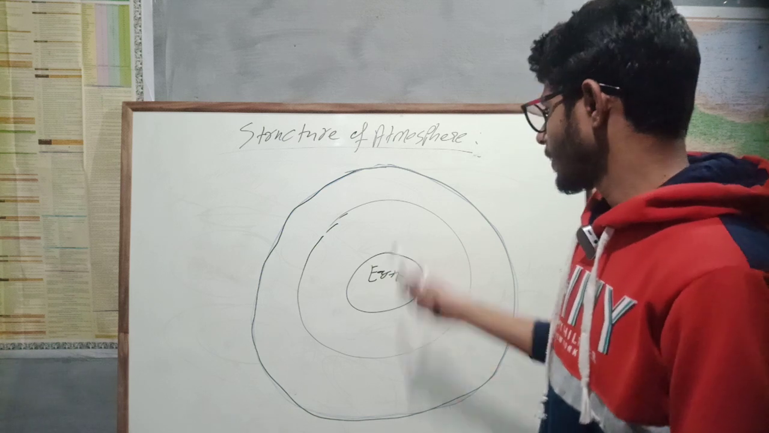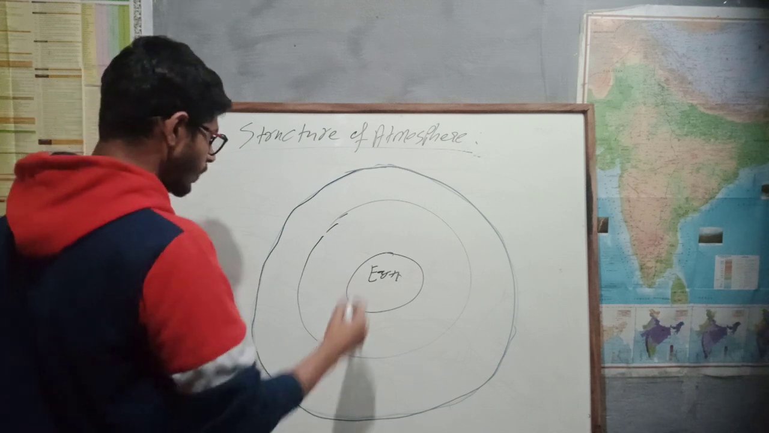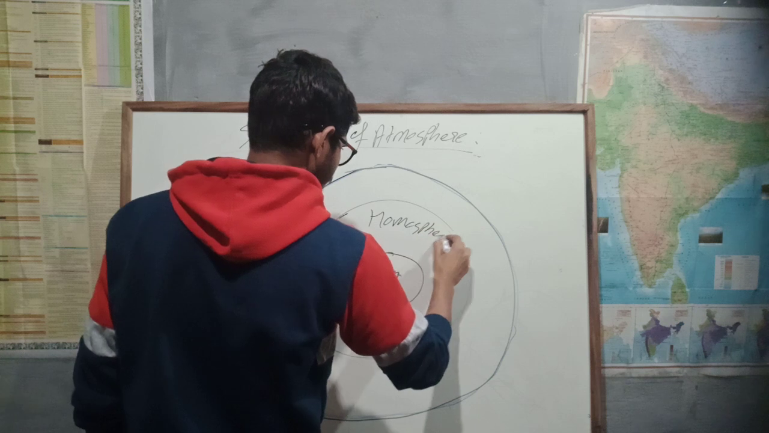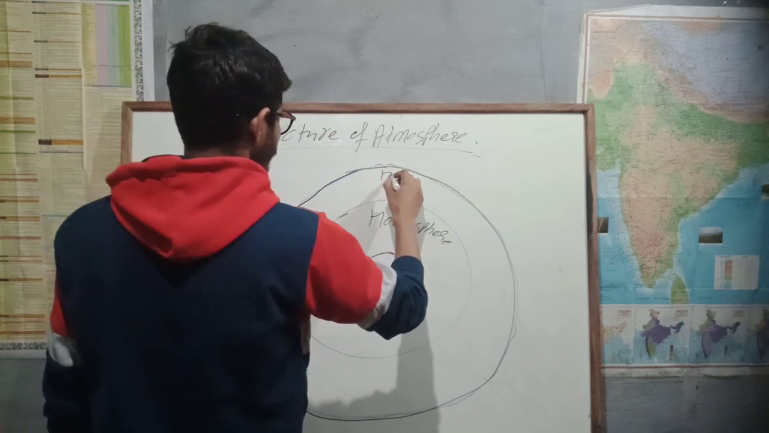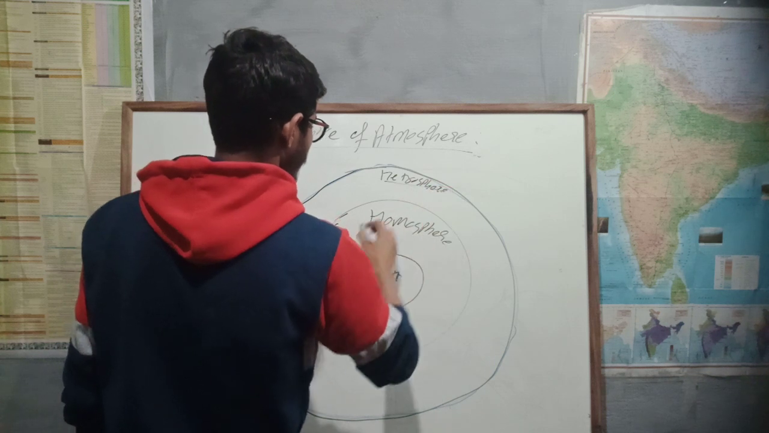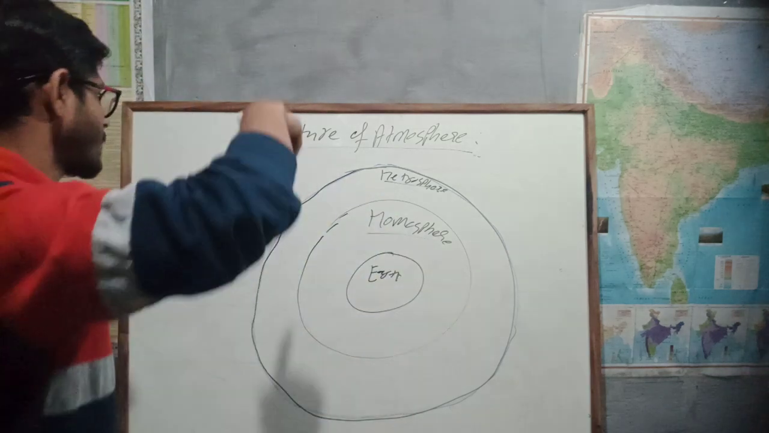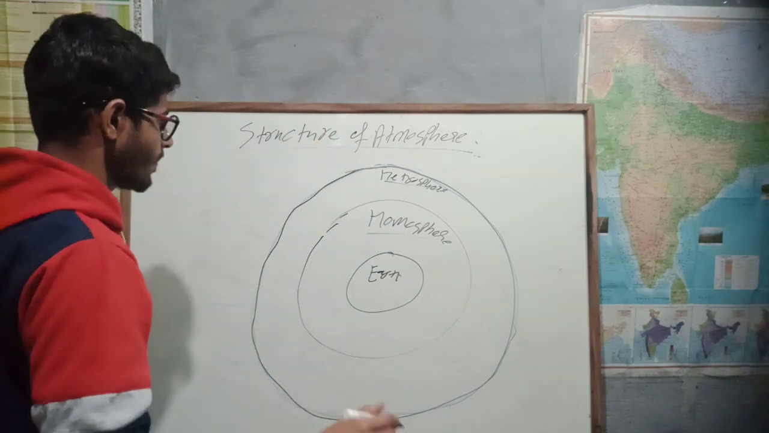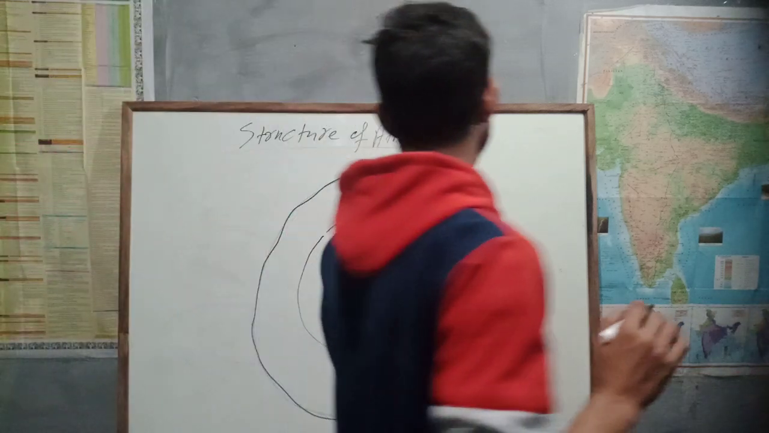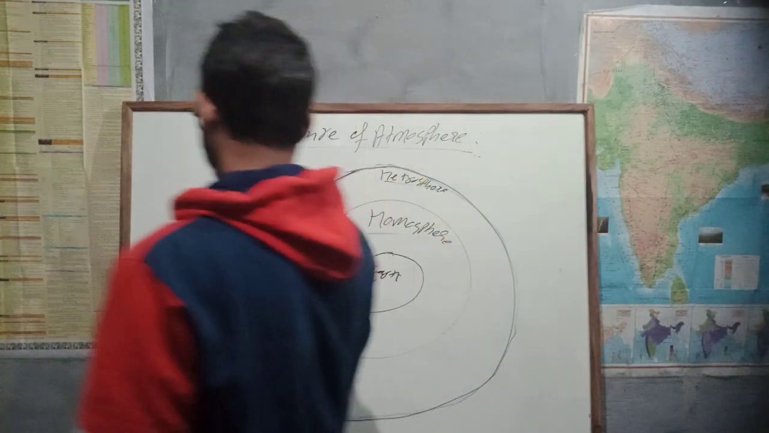So this is the first layer, we call it homosphere. The second one is heterosphere. What is the difference between homosphere and heterosphere? Okay guys, let me discuss the difference between these two. So I'm going to need some space here.